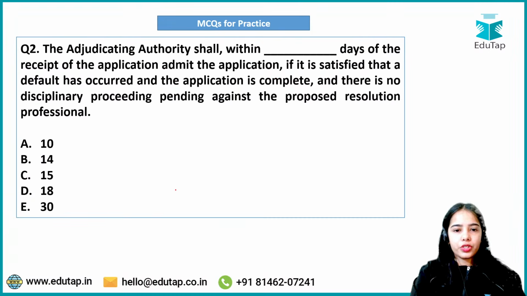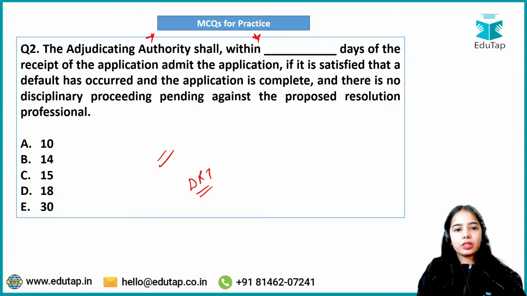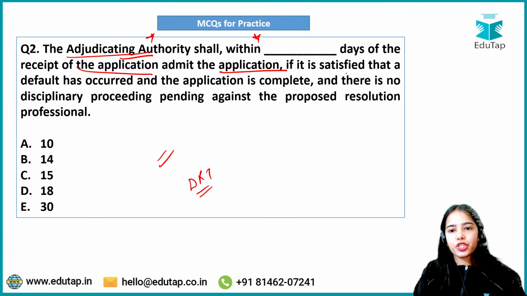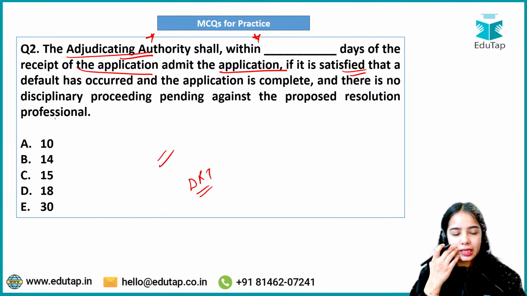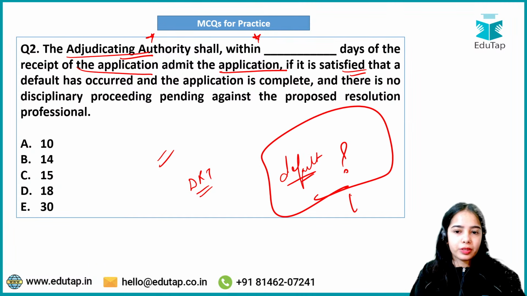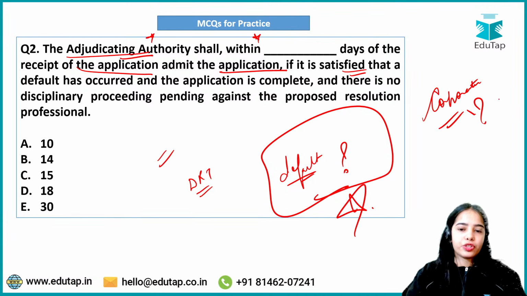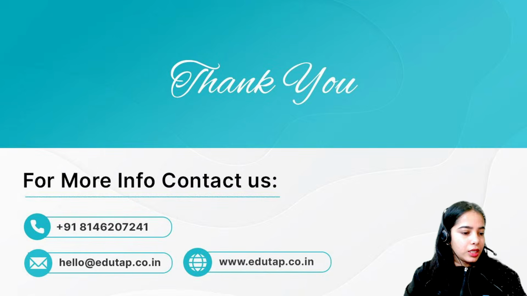Coming to the second question: the adjudicating authority, that is NCLT for the corporates, and the Debt Recovery Tribunal for the individuals and partnerships, within dash days of the receipt of the application, will admit the application if it is satisfied that a default has occurred and such. And the default should be of a minimum of how much? I hope you remember. In the case of corporates, the default should be how much? Now, any confusion?